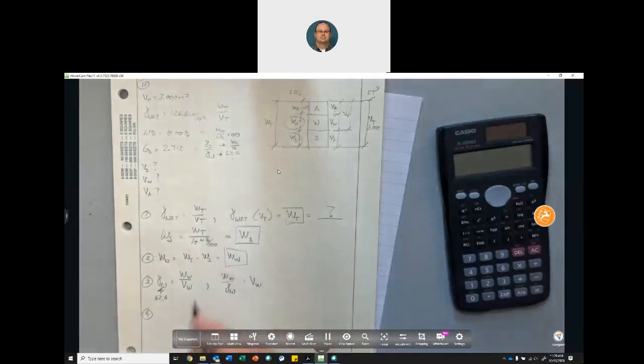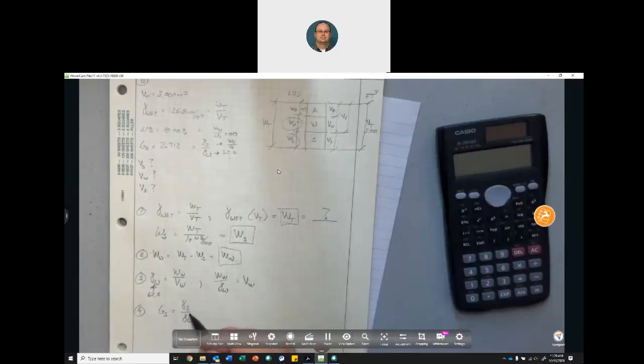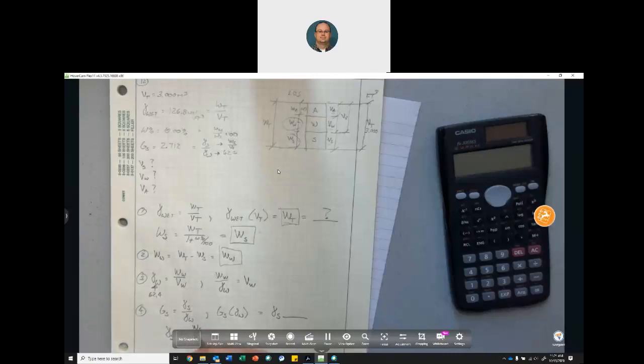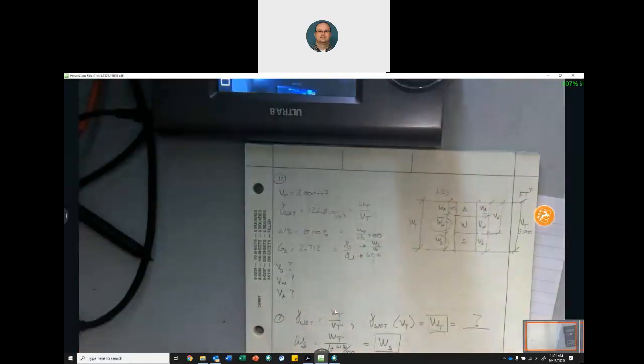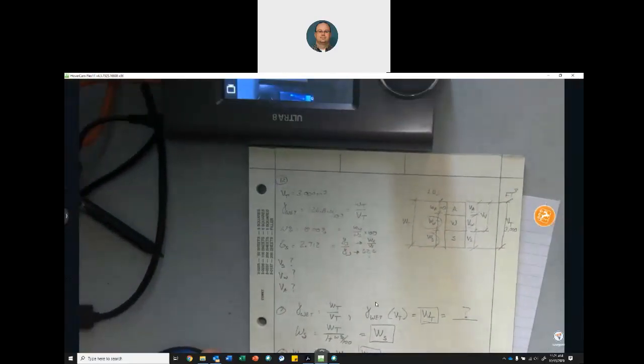Okay? So now we can find volume of solids by using Gs equals unit weight of solids divided by unit weight of water. Okay? Specific gravity of solids. So if I take my specific gravity times my 62.4 pounds per cubic foot, I will get my unit weight of solids. Right? Now I know unit weight of solids equals weight of solids divided by volume of solids. We know weight of solids all the way up from here. Sorry, you probably can't see that.